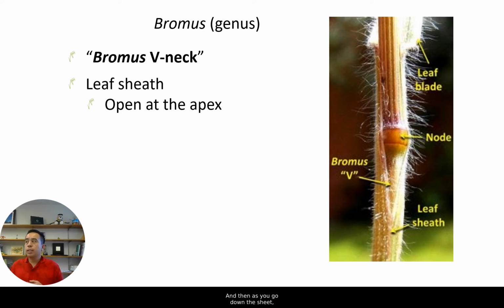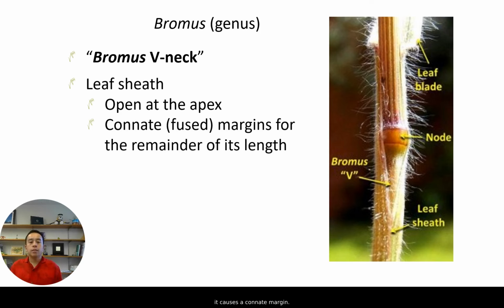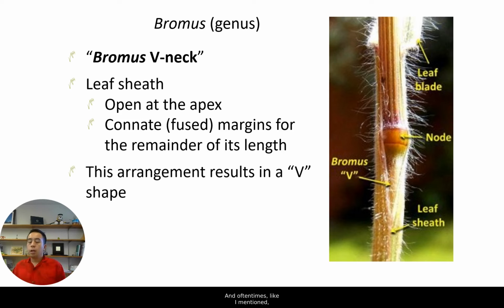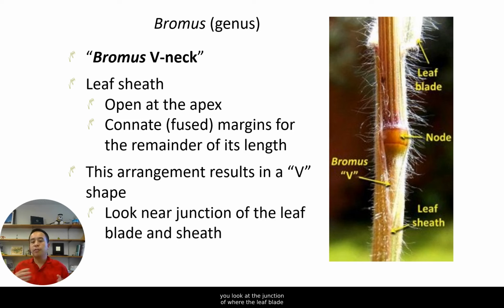And then as you go down the sheath, it has a connate margin, or essentially it becomes fused for the remainder of the length. And so it causes a V-shaped look when you're looking at the node of the grass opposite of where the leaf blade is facing. Like I mentioned, you look at the junction of where the leaf blade and sheath meet to find the apex, and you would expect it to be open there. Then as you go down the culm, you'll notice that it forms a V shape. And again, typically the sheaths themselves are very hairy in the genus Bromus.